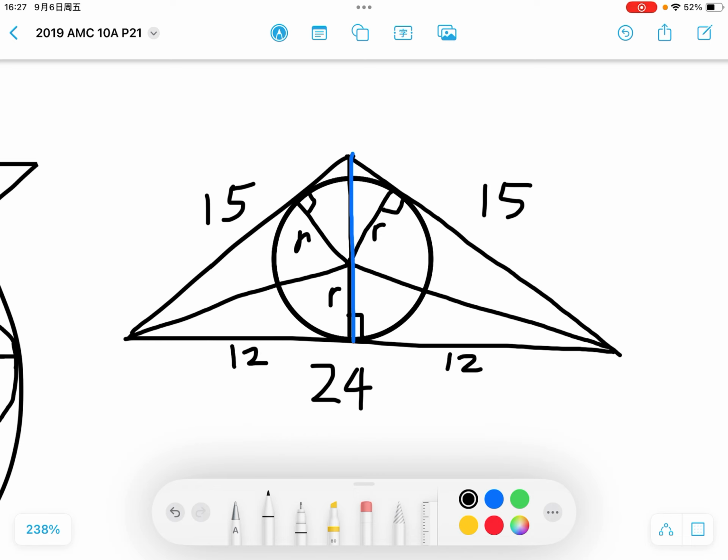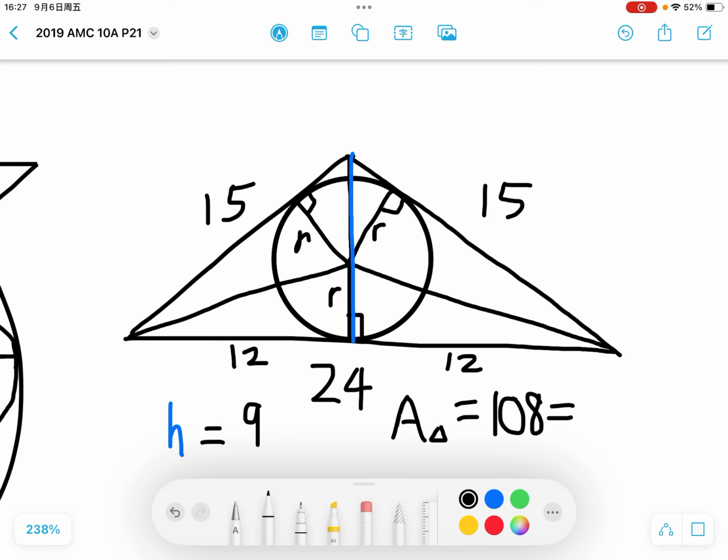How do we figure out the blue line? I'll call that h. Using the Pythagorean theorem, h is equal to the square root of 15 squared minus 12 squared, which gives us 9. So h is 9. How does that help? Now we can figure out the area using h equals 9. The area of this triangle is one half base times height. Base is 24, half the base is 12, and 12 times 9 is 108.